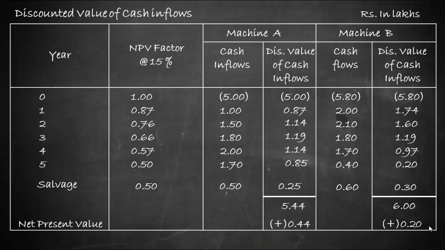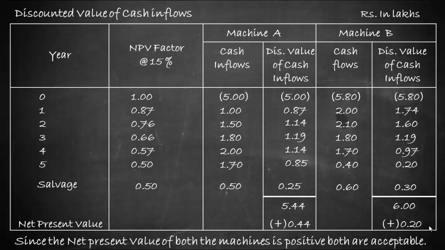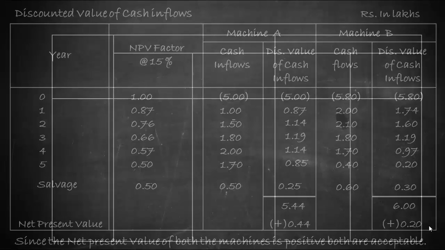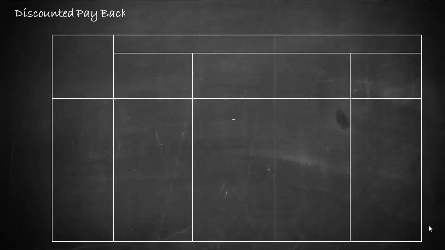So NPV is 0.20. So both the projects have positive NPV. So both the projects are apparently acceptable. So we have answered the first point in the question. Now we'll move on to the second requirement, finding the discounted payback period.